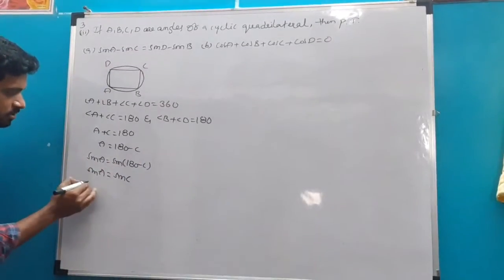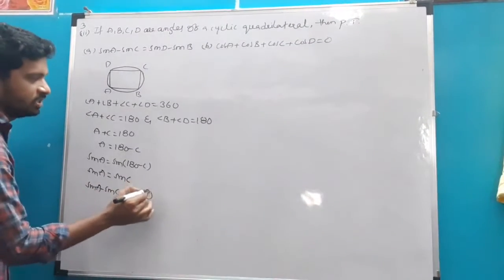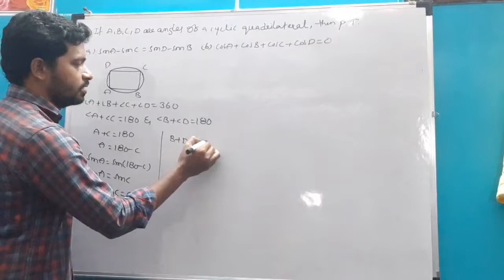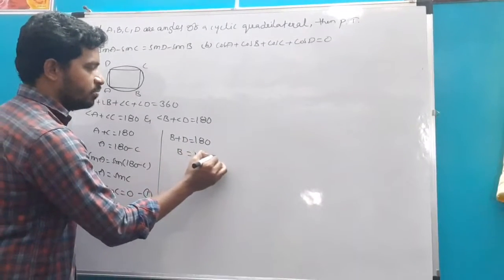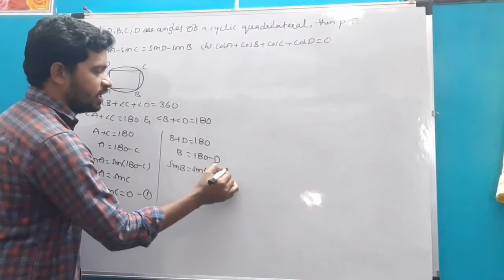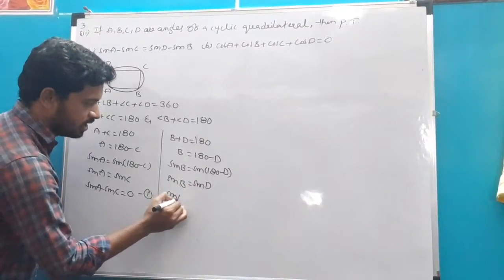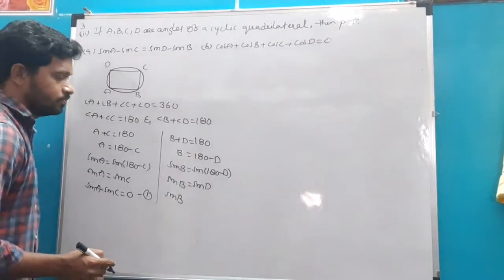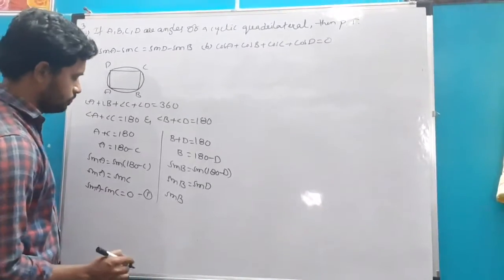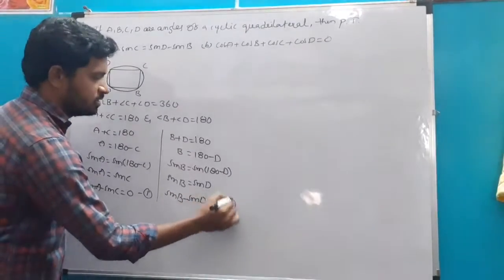Yes, from this sin A minus sin C equal to 0. Assume that this is equation 1. Next, from this B plus D is equal to 180. B equal to 180 minus D, apply sine ratio. So sin B equal to sine of 180 minus D. So from this sin B equal to sin D. So here sin B minus sin D equal to 0. So this is equation 2.